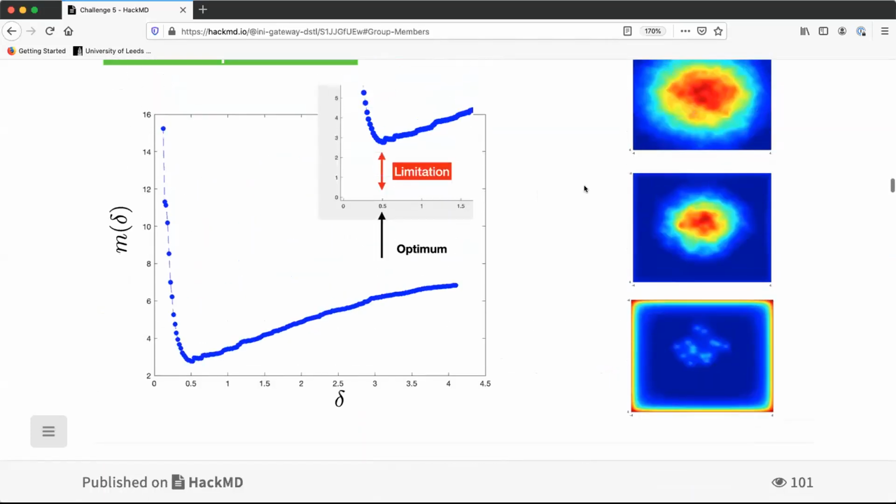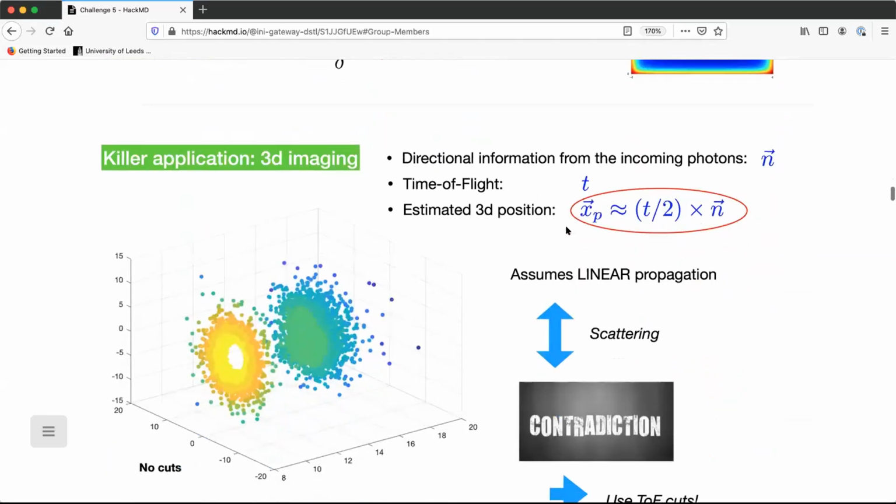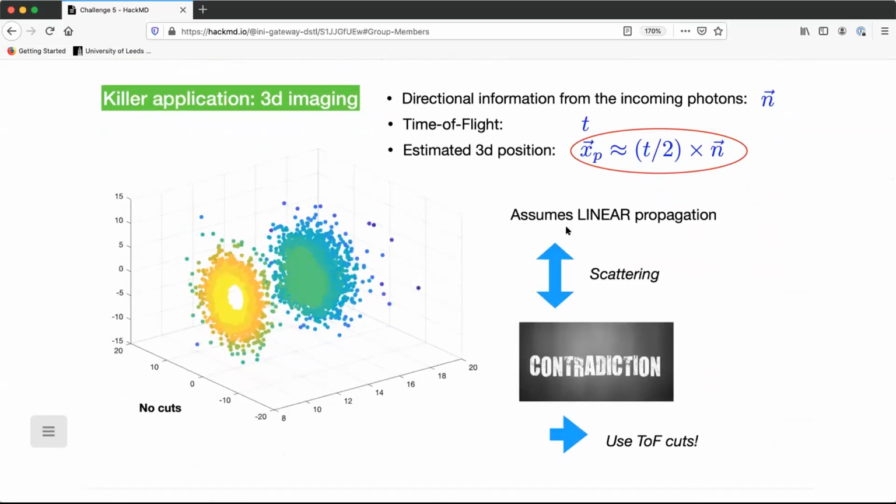So these images are certainly not doing justice to what you can do with it, because this is not a very nice reconstruction of the square in the background. But don't forget, we have 3D information now. And so what we could do now is we get some directional information from the incoming photons, a unit vector where the photon comes from. And you also have the time of flight.